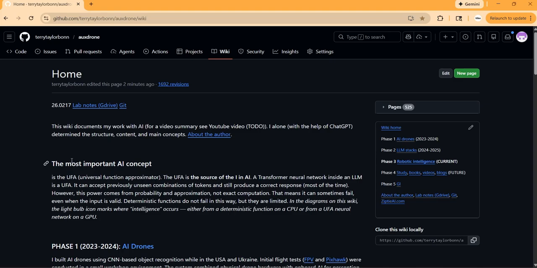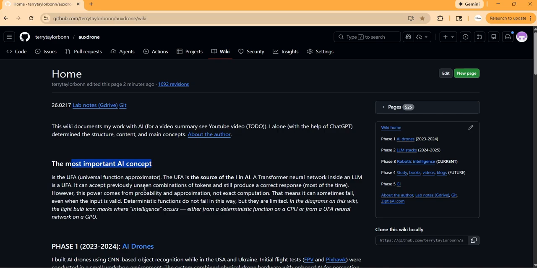The most important AI concept, in my opinion, is a UFA, Universal Function Approximator. The UFA is the source of the intelligence in AI. A transformer neural network inside an LLM is a UFA. So you can input a set of tokens that this UFA has never seen before, and it will still produce a correct response, usually. However, this power comes from probability, approximation, statistics, and that means it can sometimes fail.